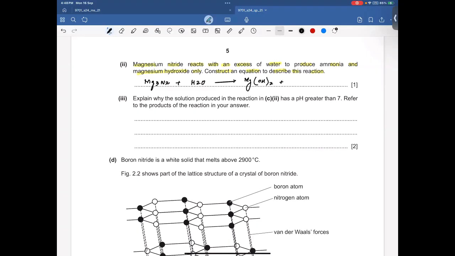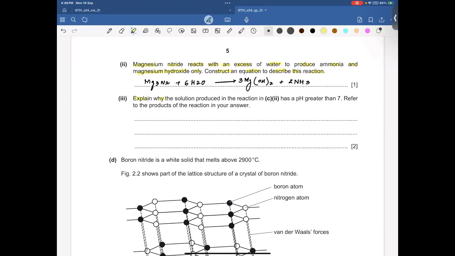So it's magnesium hydroxide and ammonia. So how many magnesium here? 3. So we need to put 3 here. How many nitrogen atoms here? 2. So we need to put 2 here. How many hydrogen atoms now? 2 times 3 is 6. 6 plus 6, 12. So we need to put 6 here. And how many oxygens do we have now? 6 oxygen here. And 3 times 2, 6 oxygen here. So the equation is balanced. All right.